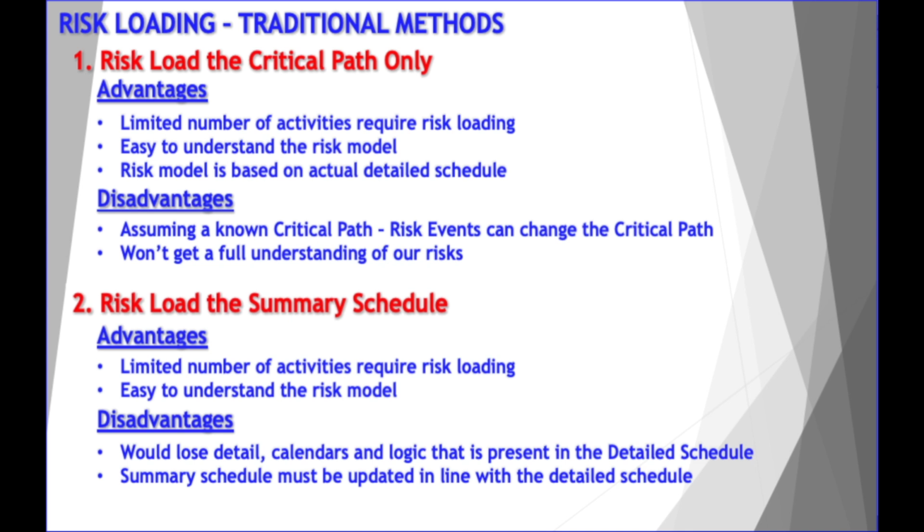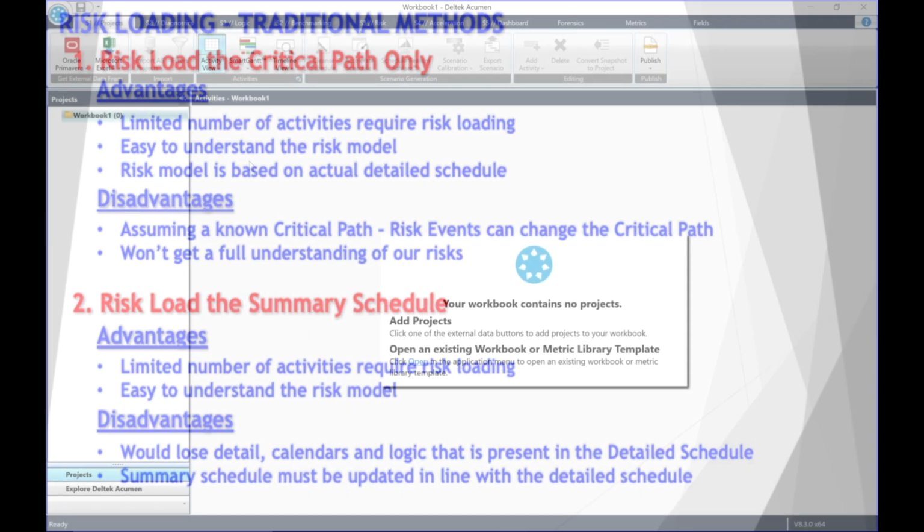Then we have the option where we develop a summary schedule, then risk load it accordingly. Typically, this would be done by developing, say, a level 2 schedule with 100 activities. In this case, the advantages are there are only a limited number of activities that would need to be risk loaded. This would make the model easy to understand by the project team. The disadvantages of this method would be we would lose detail, calendars, and logic that is present in the detailed schedule. Also, the summary schedule will need to be updated in line with the detailed schedule.